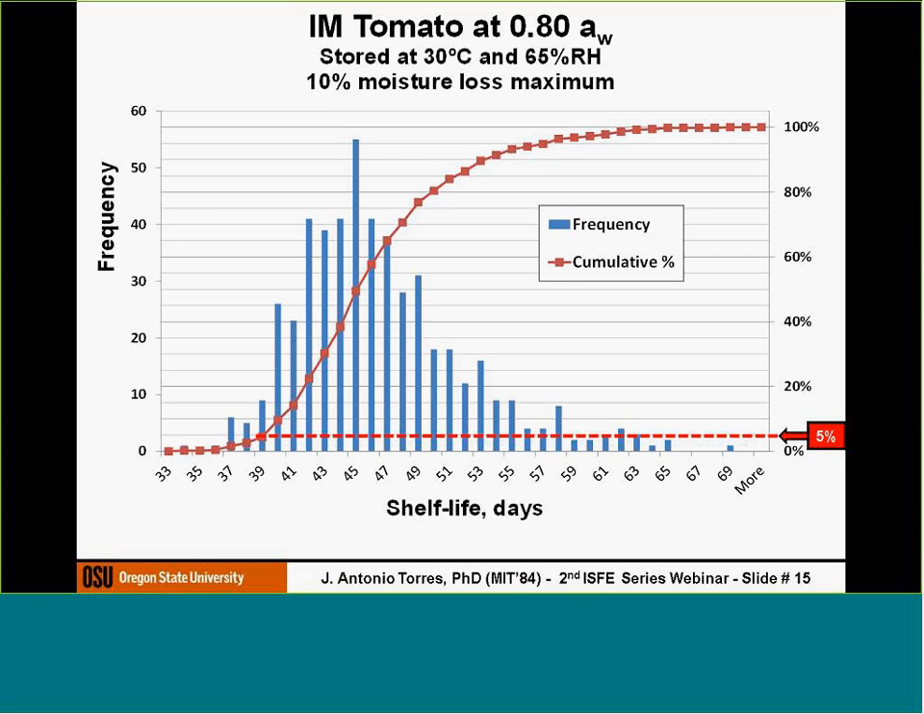So here, 5%. Go with the cumulative frequency function. You can see that the shelf life of my product under this storage condition, using polyethylene as the packaging material, will be 39 days. Most of the product will last longer, but there will be a few that will need the 39 days, which would account for about 5% of the different batches that I produced.